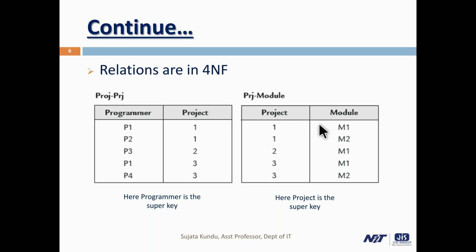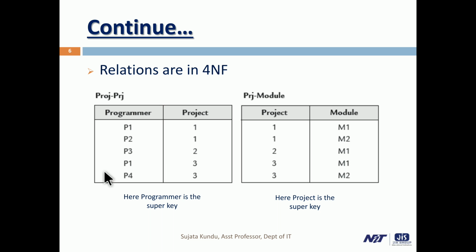And when we divided the original relation into these relations, you can see that it holds all the dependencies, that is project is dependent on the programmer and module is dependent on the project. So we preserve the dependencies, as well as we have removed all the anomalies from this relation also, because if I want to add any project information, there will be no issues to add the information, because we don't need to add the information about the programmer.